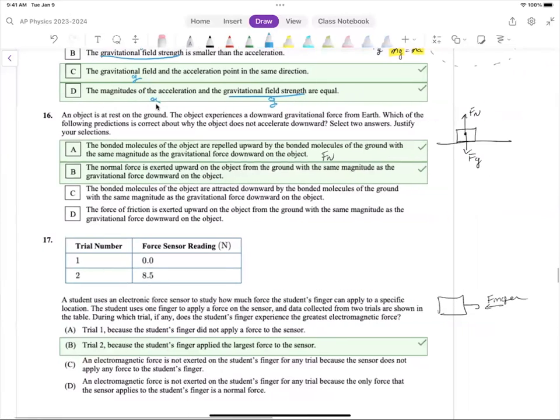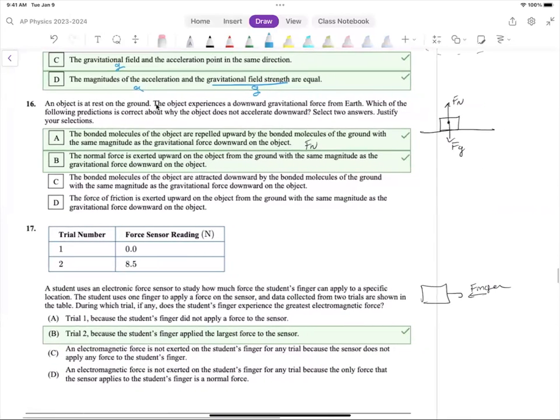16. The object is at rest on the ground. The object experiences a downward gravitational force from Earth. Which of the following predictions is correct about why the object does not accelerate downward? Select two answers. All right, there's a free body diagram acting on the object. FG is down, F normal is up. A, the bonded molecules of the object are repelled upward by the molecules of the ground with the same magnitude as the gravitational force downward. That's force normal, by the way, what they just described.